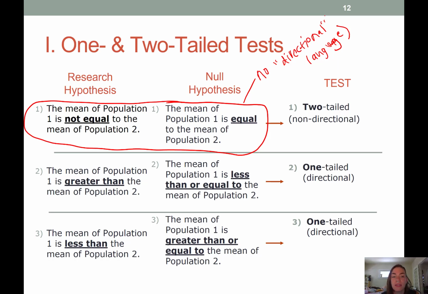Okay, and in this case, because I'm looking specifically for an effect that's greater than average, I'm going to be looking in the right tail. And then finally, in this third scenario, if I think that there might be an effect that's less than average, then I'll be looking in the left-hand tail, and that is also a one-tailed test.